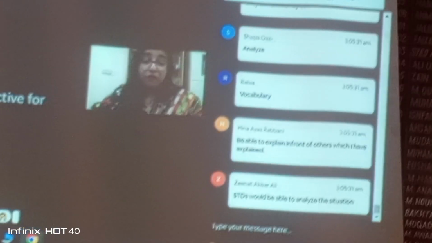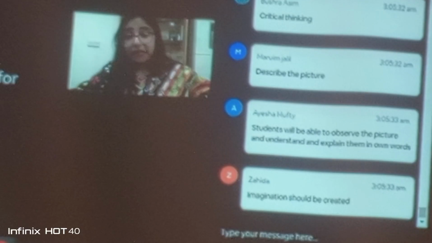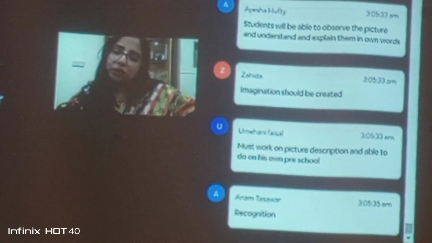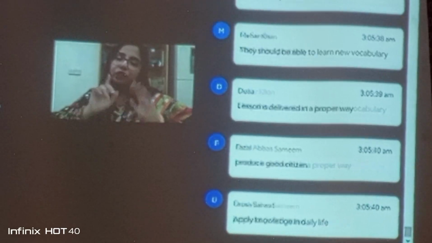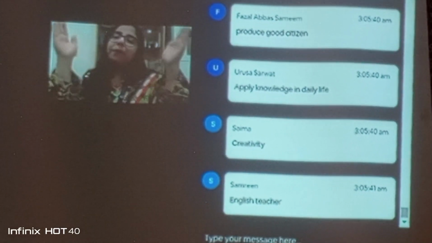Okay, concepts should be clear. Oh, the student should be able to develop new vocabulary. Is that one objective you'd like to make for your students? Okay, we have decided. We have decided that you want your students to develop vocabulary.